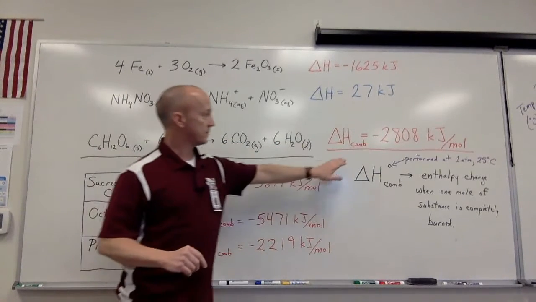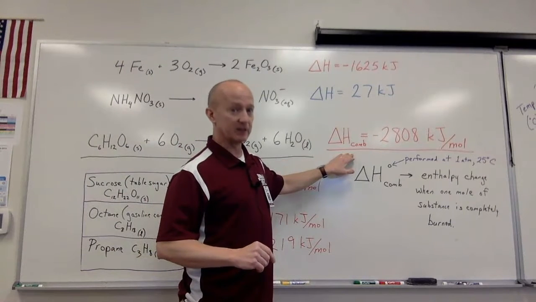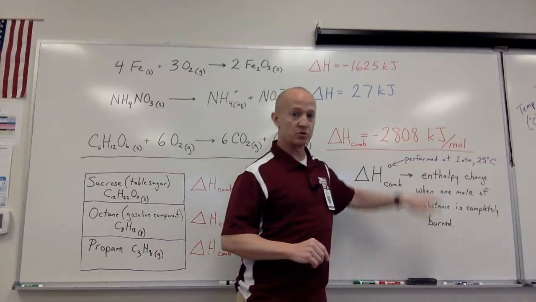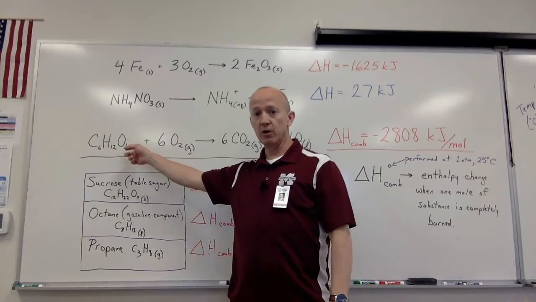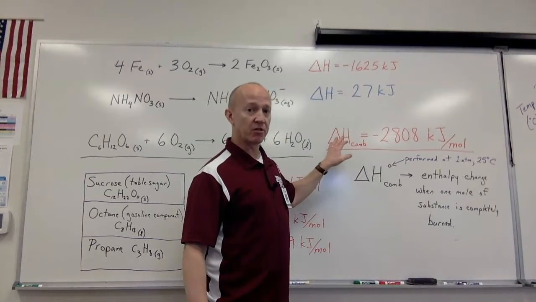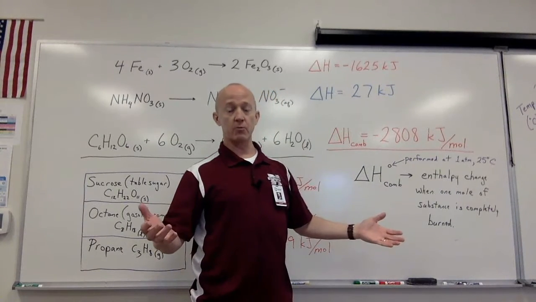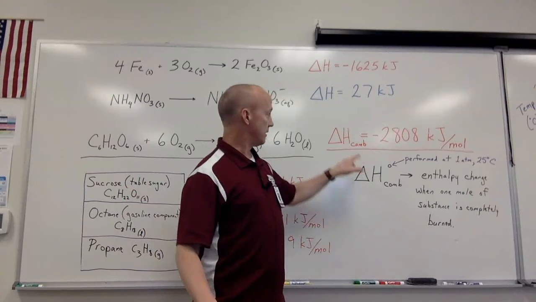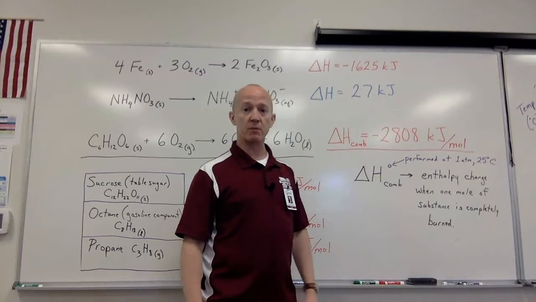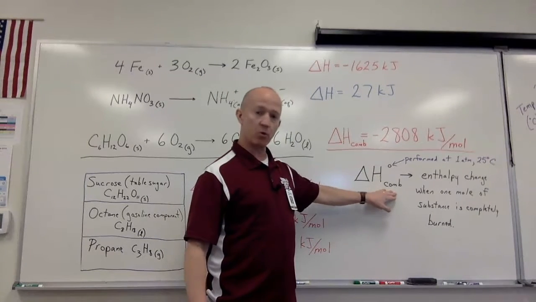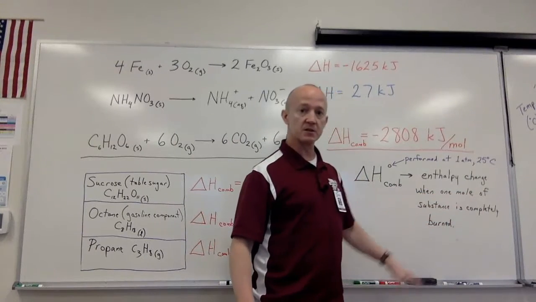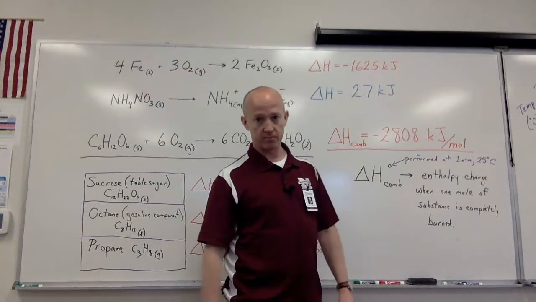Now, look at this. It also produces a lot of heat energy. 2,808 kilojoules for every mole of glucose that's burned. Notice that there's a negative there. Yes, this is an exothermic reaction. Is it any wonder that we are warm-blooded? Now, notice also I've put right here COMB. That refers to combustion. The heat of combustion, or the enthalpy of combustion, is the enthalpy change when 1 mole of a substance is completely burned.